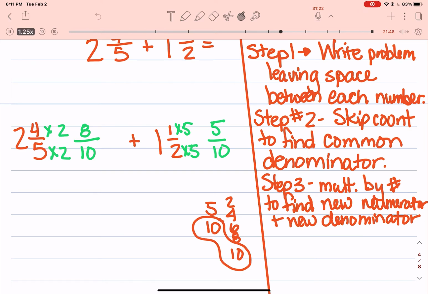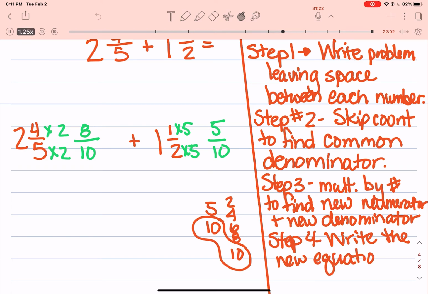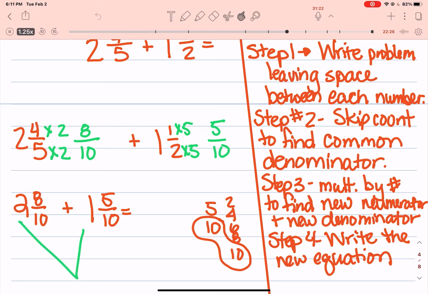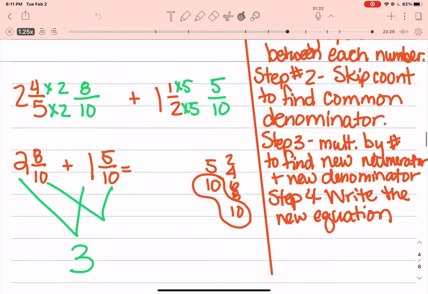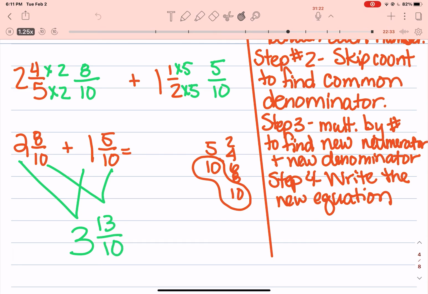Step 4 is to write your new equation. Write the new equation. So it will be 2 8/10 plus 1 5/10. And that equals, we add them together, it's the next step, 3 13/10.